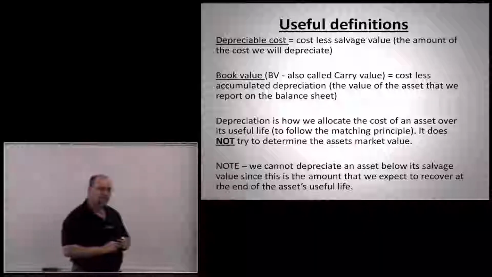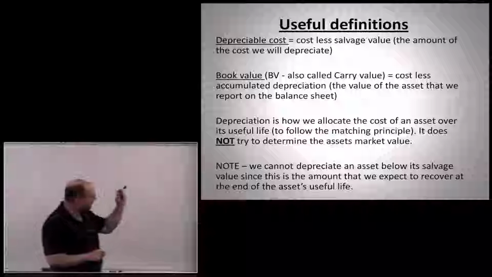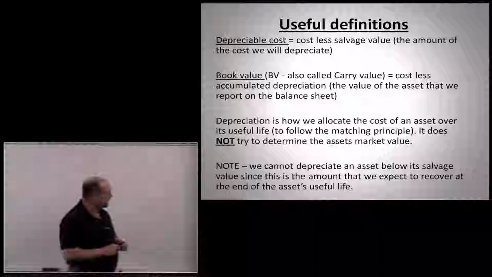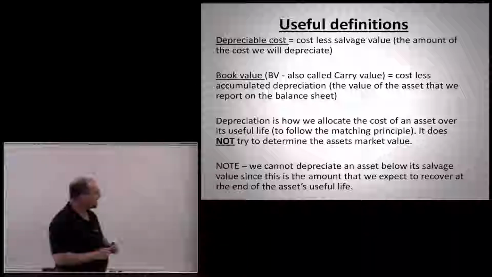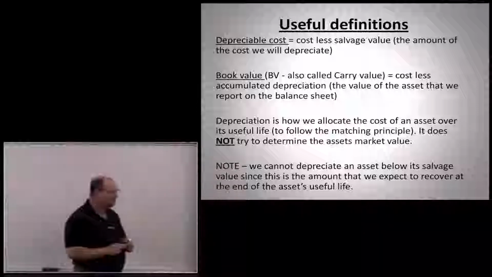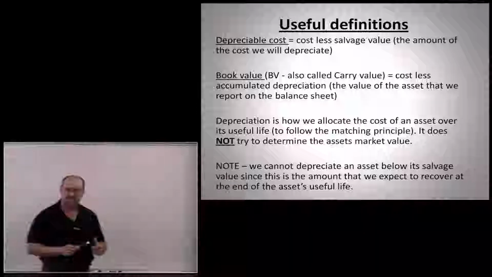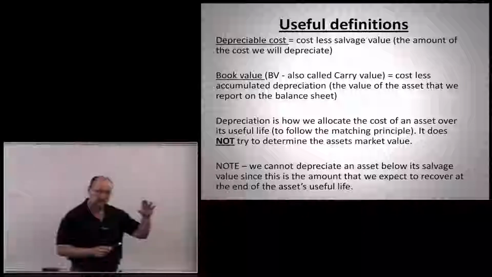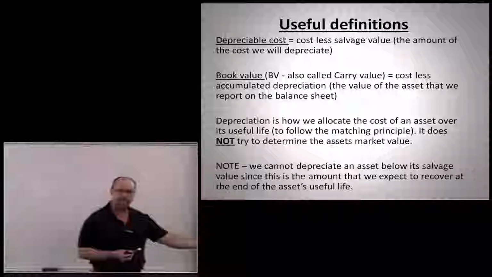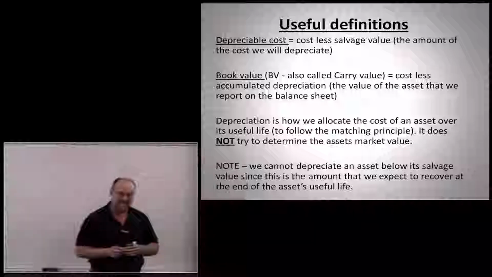Don't confuse that with the book value. And notice I'm going to abbreviate book value, BV. We also sometimes call book value carry value or carrying value. And this is cost minus accumulated depreciation, the value of the asset that we have to report on the balance sheet. We call this the net book value, cost minus the amount of depreciation we've recorded in all previous periods since we purchased the asset.